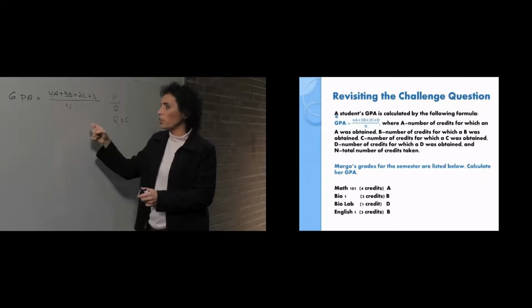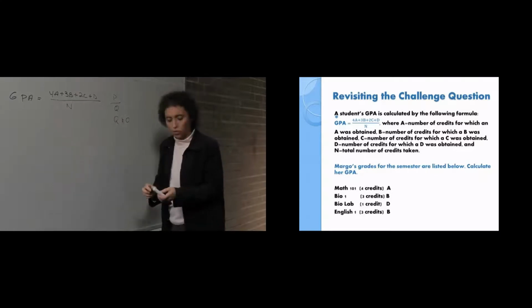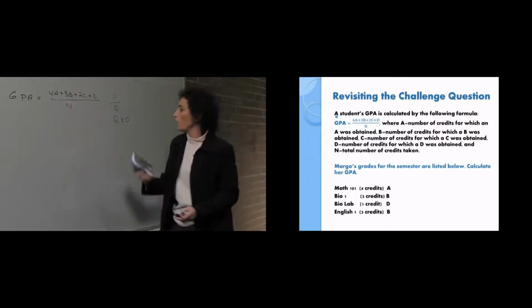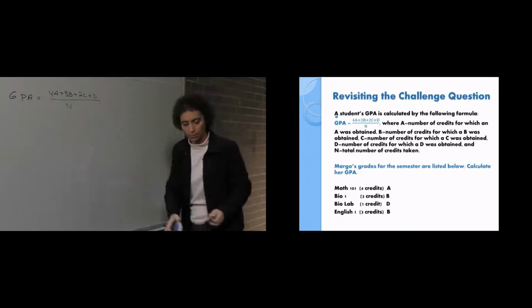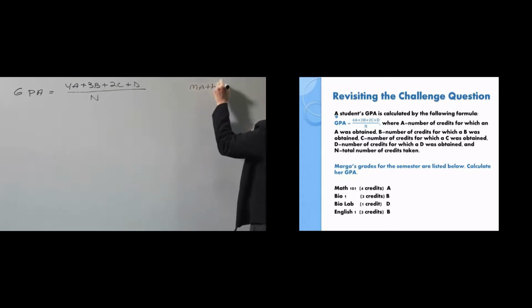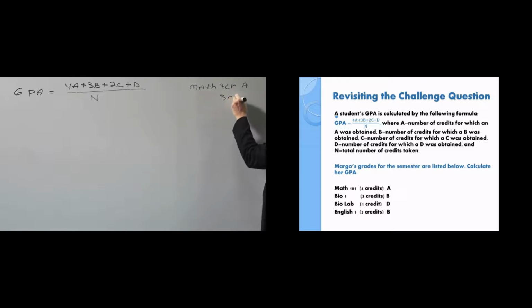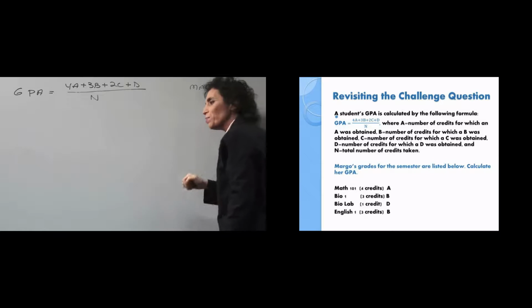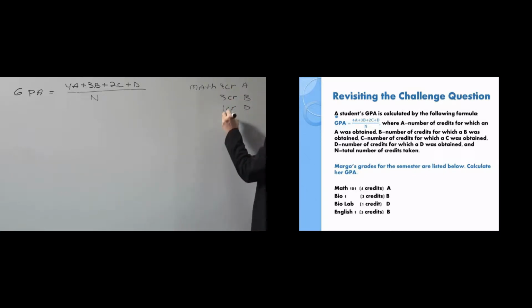Okay, so going back to this GPA, we have Margot, who gets these certain grades in her classes. She has a 4 credit math class, and she has an A. Then she has bio, and it's 3 credits, and she has a B. She's got a D in bio lab. Good thing it's only 1 credit. 1 credits don't affect your GPA as much. And English, she's got 3 credits, and she's got a B as well. So these are her grades.